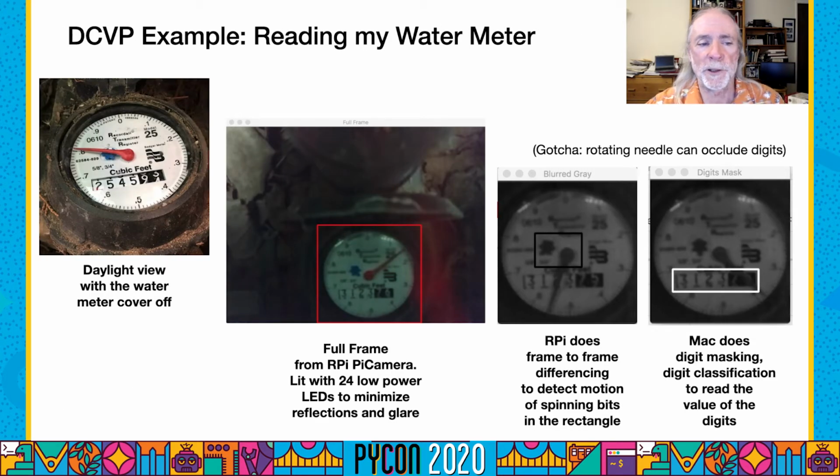So here's what it all looks like. On the left is a daylight picture of what the water meter looks like. This is what they look like in most parts of the world. In the middle, this is a full frame capture from the Raspberry Pi camera. It's lit with 24 low-power LEDs. That way, by spreading out the LEDs, there's less glare on the glass screen of the meter.